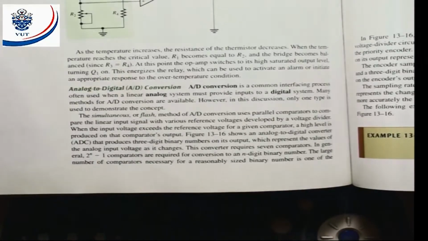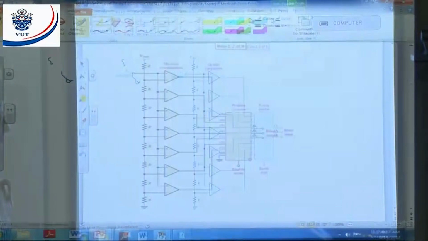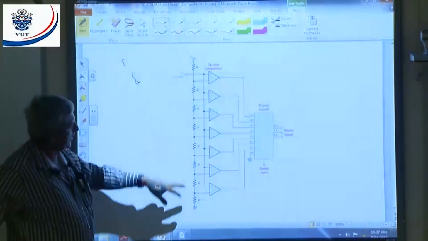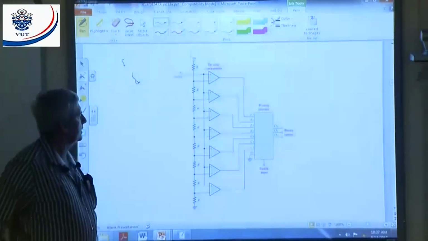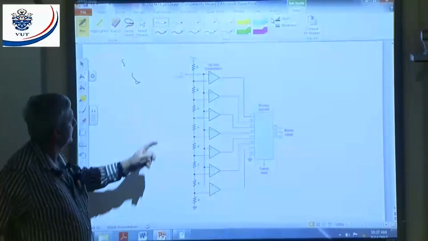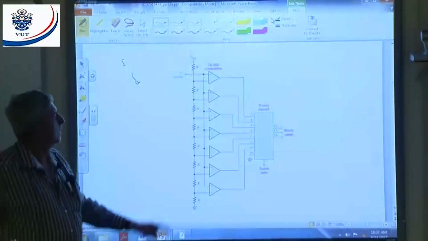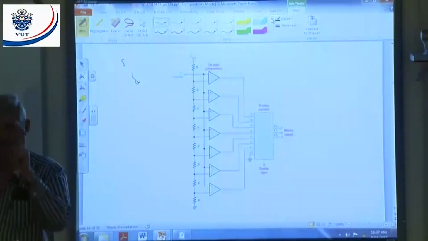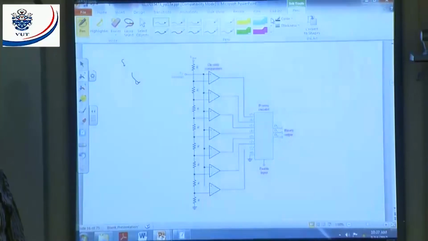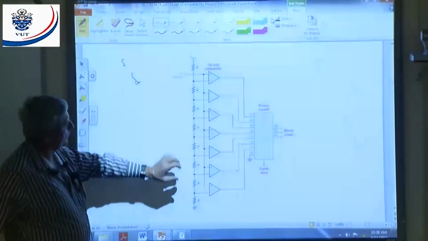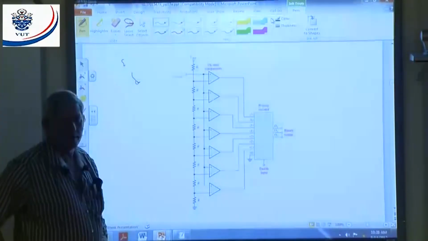All right, let's quickly have a look at this analog to digital converter. They talk about a simultaneous analog to digital converter. Let's make it easy for ourselves. Here's basically a voltage divider, a lot of different resistors connected in series. We've got 1, 2, 3, 4, 5, 6, 7, 8 resistors. Let's assume we make our reference voltage 8 volts. If I've got 8 volts there, it's going to be 1 volt, 1 volt, 1 volt. If I measure across each resistor, I'm going to measure 1 volt.